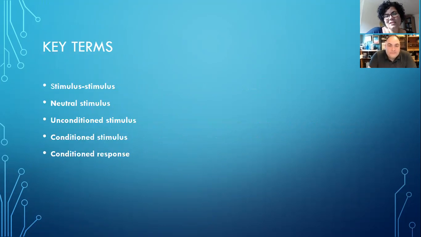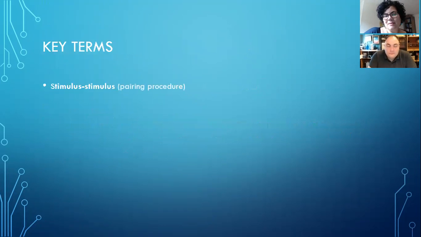All right. So first, let's start talking about stimulus-stimulus pairing. Like the term says, it's a procedure. What you need to remember here is that by putting two stimuli together, you create a relationship. One stimulus can precede the other, or they can be presented together. Whichever relationship you create, that's what we mean by stimulus-stimulus pairing.